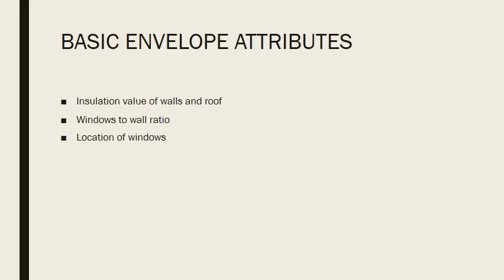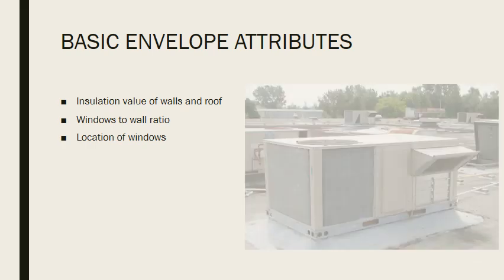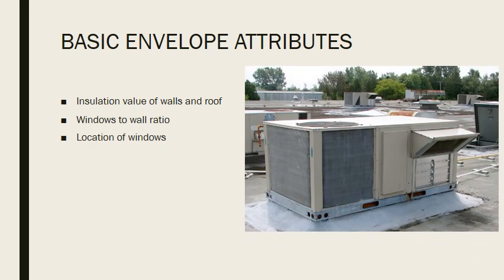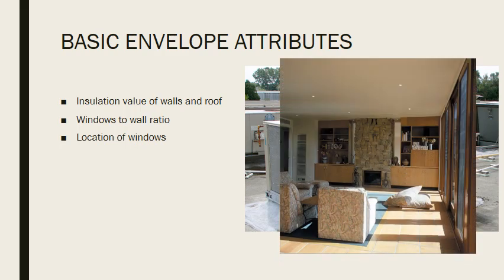Basic envelope attributes refers to the insulation value of walls and roof of the building. In this component, we also need to take into account the window-to-wall ratios and where these windows will be located. It is important to consider both things at the same time, since we want to control how much exterior heat enters the building in order to reduce the amount of energy required from HVAC systems.